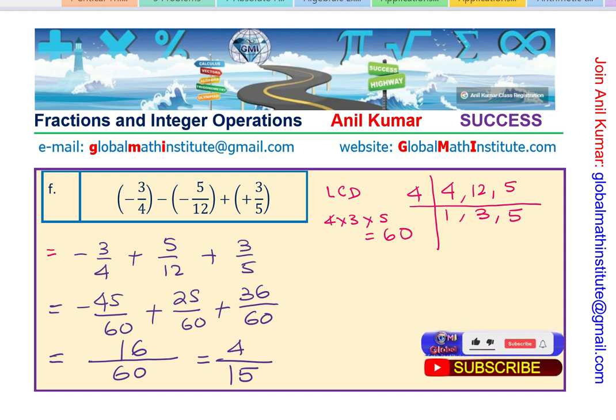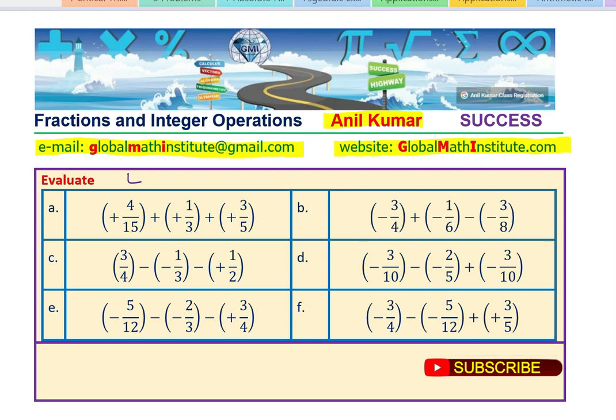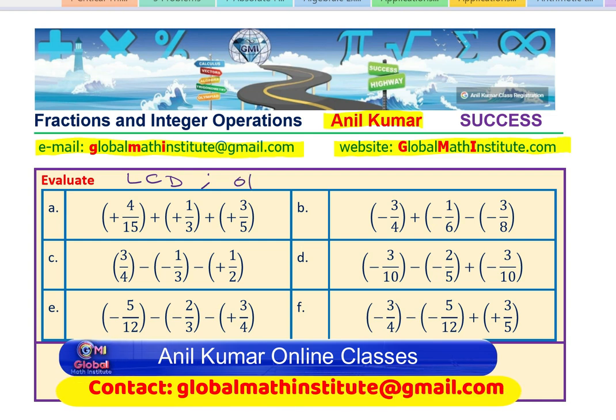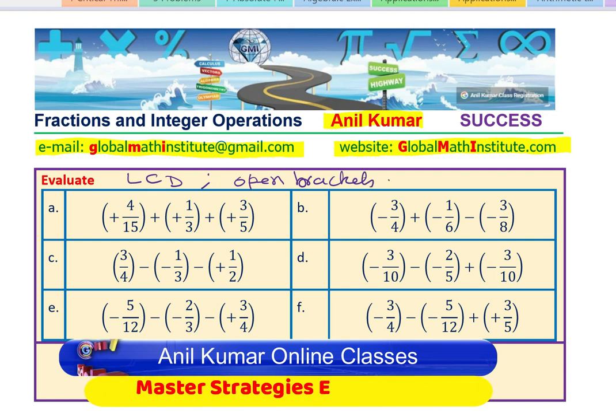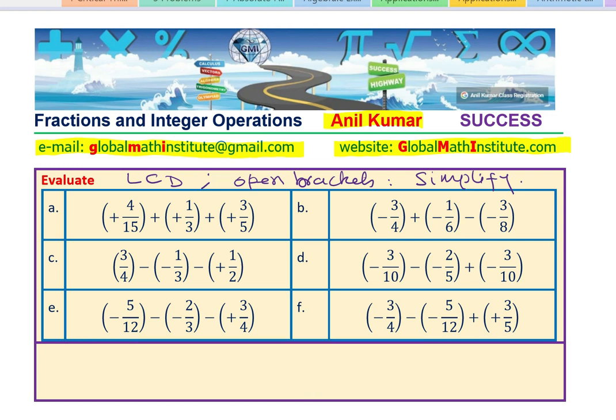So basically, when you have given 3 fractions to be added with signs, 2 steps. 1, find the lowest common denominator, right? Once you find the lowest common denominator, you know what the denominator should be. Open the brackets and then simplify, correct? That helps you to find solution of all these questions.